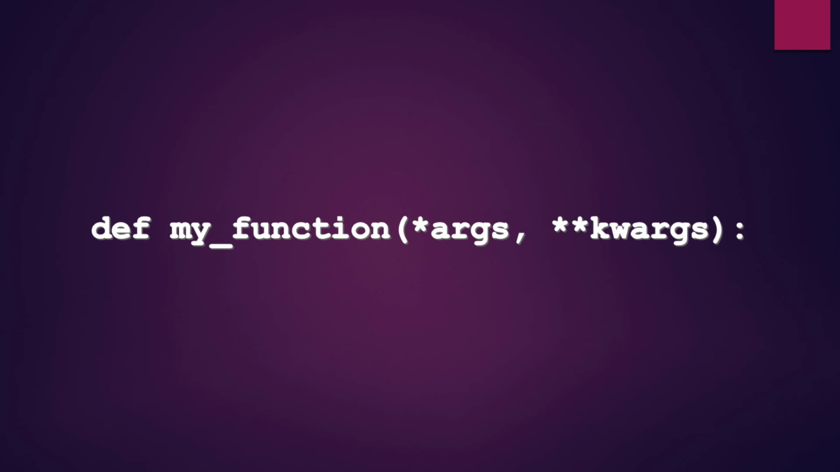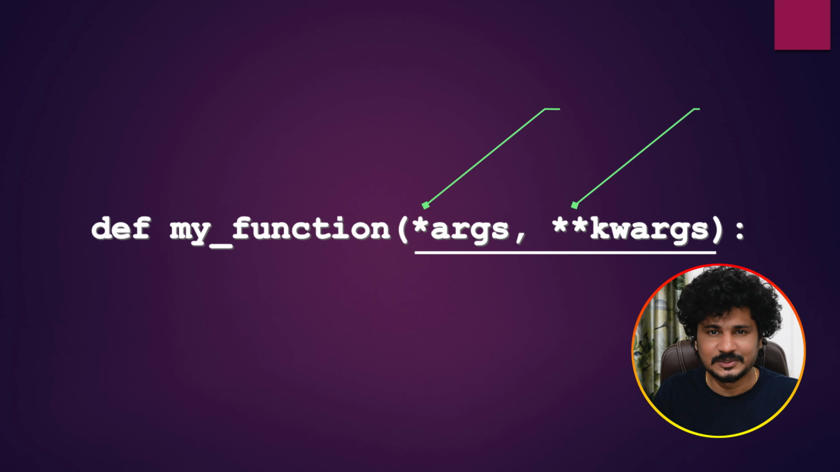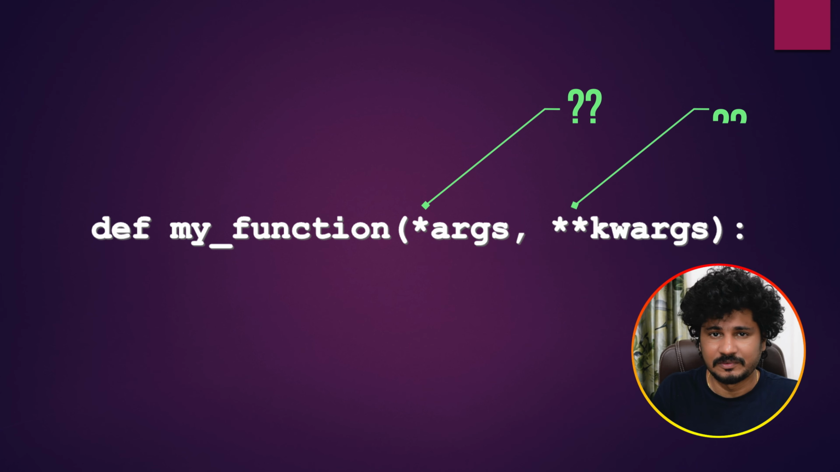Today we are learning something in Python that sounds super mysterious. Args and KW args. If you're a Python developer or you're learning Python, I'm sure you must have seen this: args and KW args. When I first saw this, I was like, what the heck are those stars doing there? I know a lot of Python developers, even experienced ones, don't fully understand them. But you know what? They're actually super simple and they can make your code way more powerful and flexible.